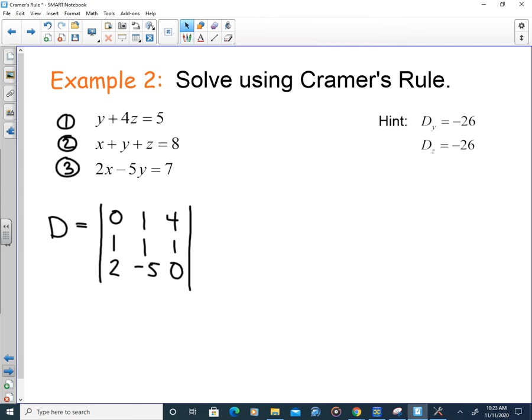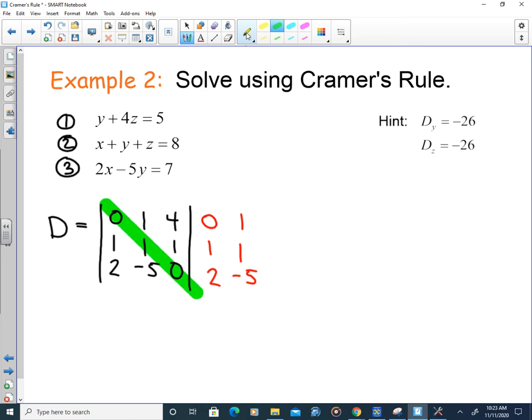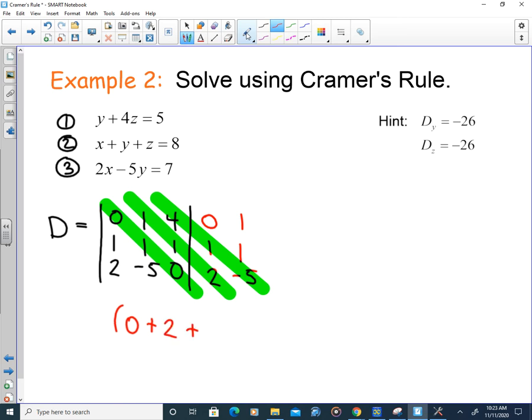And remember, when we use Cramer's rule, we're doing determinants. So now I want to find the determinant of D. So it's just like what we just did. So list out the first 2 columns. Okay? Let's highlight our diagonals that we're going to be using. We're going to be multiplying these 3 numbers, these 3 numbers, these 3 numbers. So 0 times 1 times 0 is 0. 1 times 1 times 2 is 2. 4 times 1 times negative 5 is negative 20.